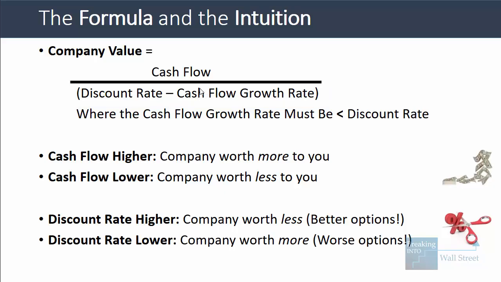And if the discount rate is lower, the company is worth more to you because when the discount rate is lower, the whole denominator is a smaller number, and therefore this fraction comes out to a bigger number. With a higher discount rate, you have better options elsewhere. With a lower discount rate, you have worse options elsewhere.